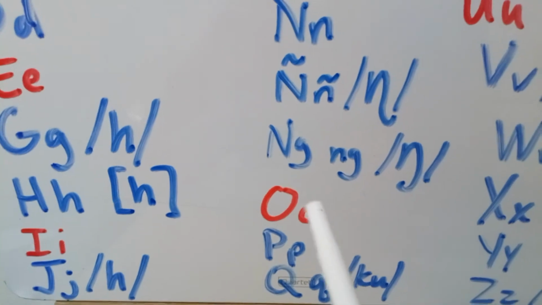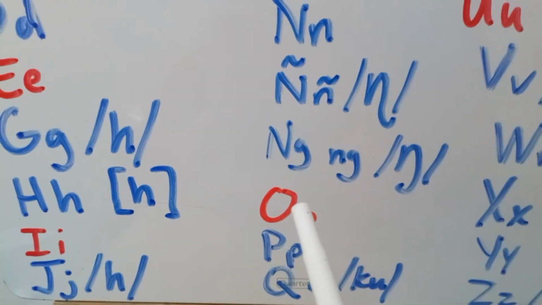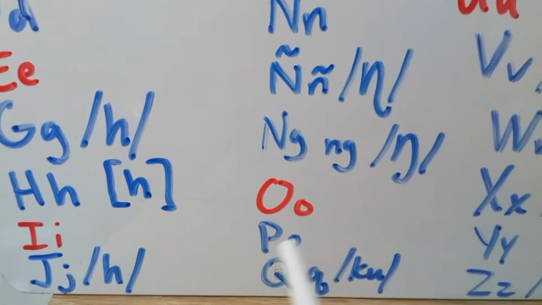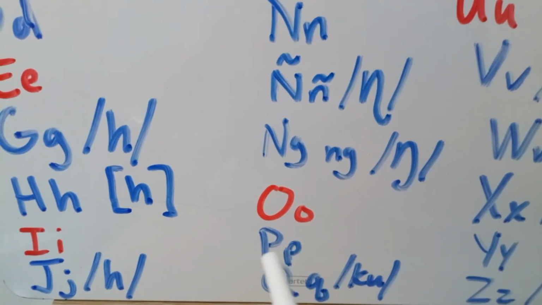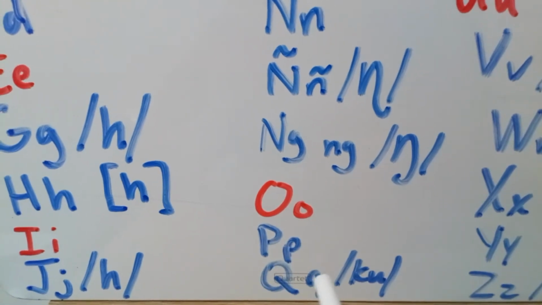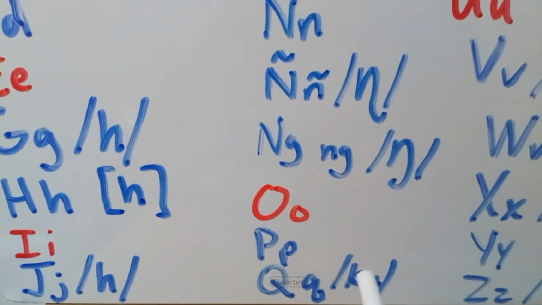Then we get to our fourth vowel. The fourth vowel is o, letra o, right? A, e, i, o. Easy. Pe is next, pe, which is your typical letter P from many languages, right? Ku is the next one we have, ku.